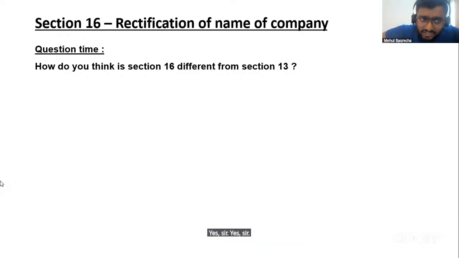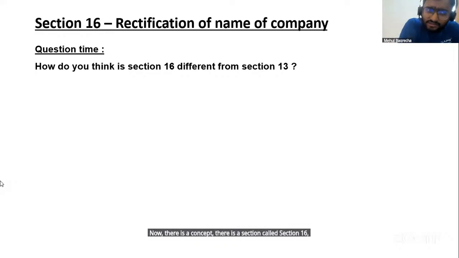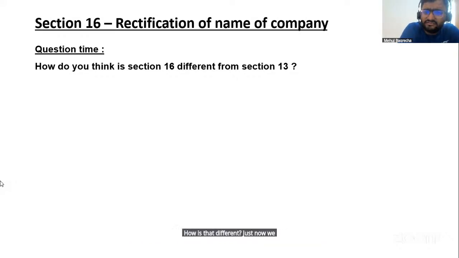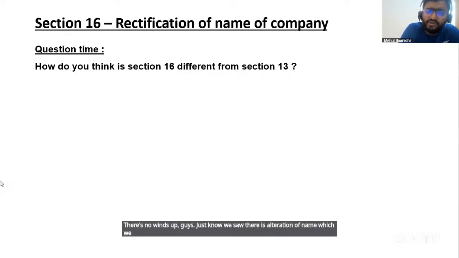Now, there is a section called section 16, which is talking about rectification of the name. How is it different? Just now we saw alteration of name. How do you think is rectification different? Anyone? Just now we saw there is alteration of name. Now we are talking about rectification of name. How do you think is it different?